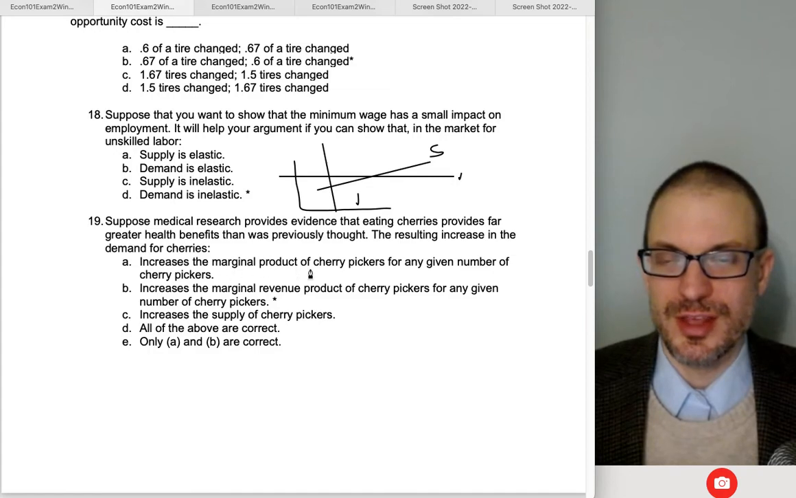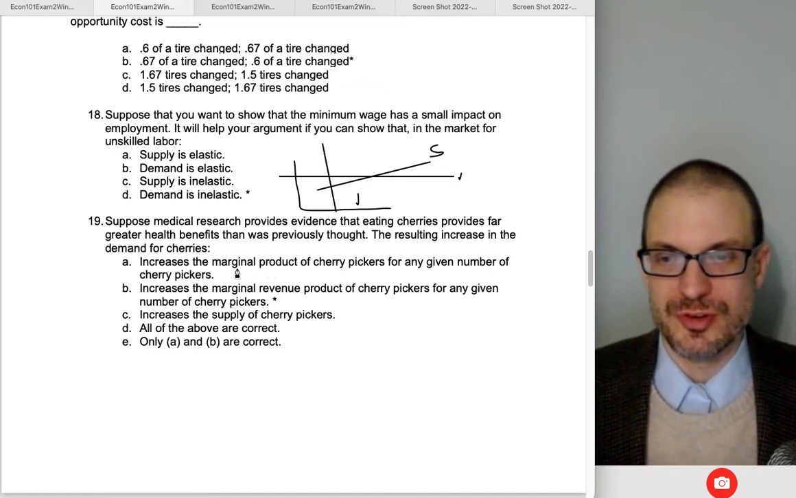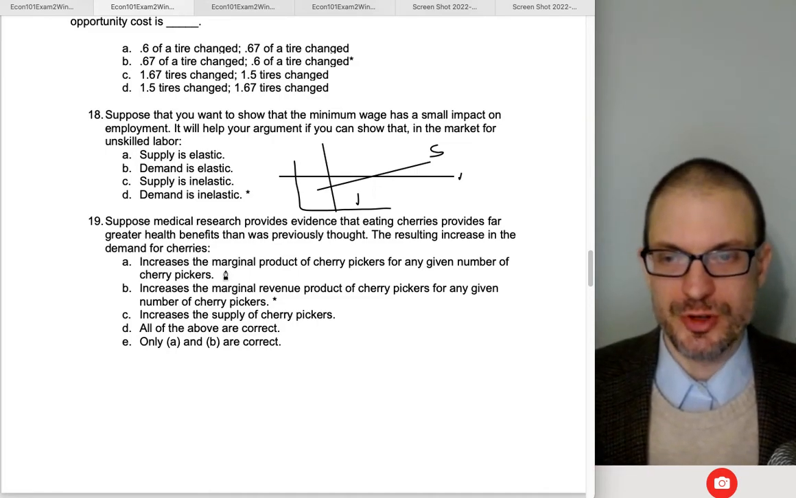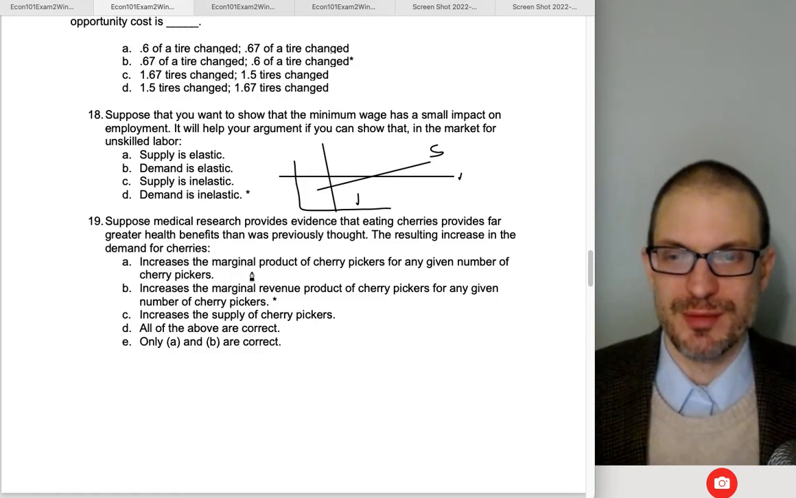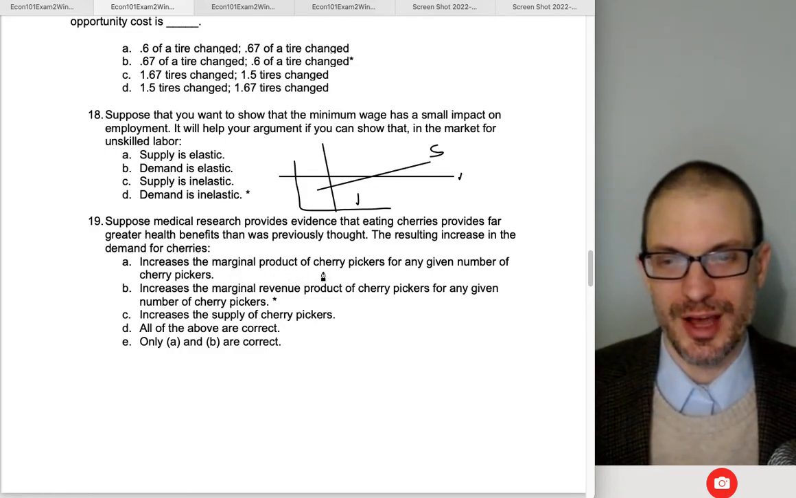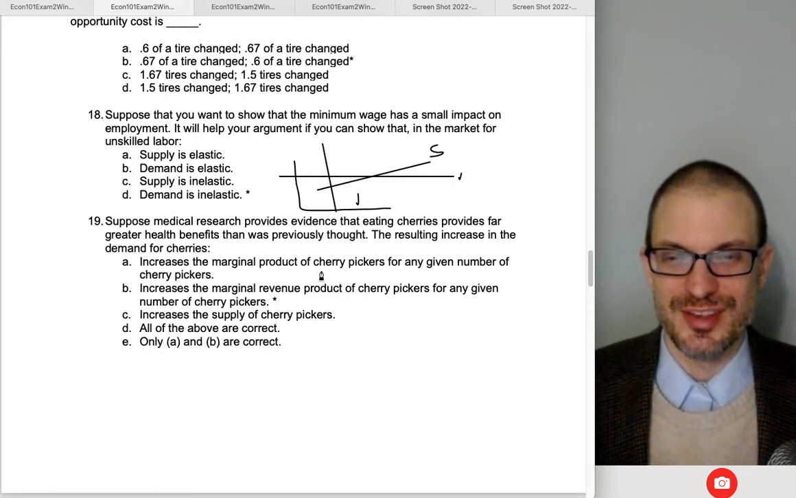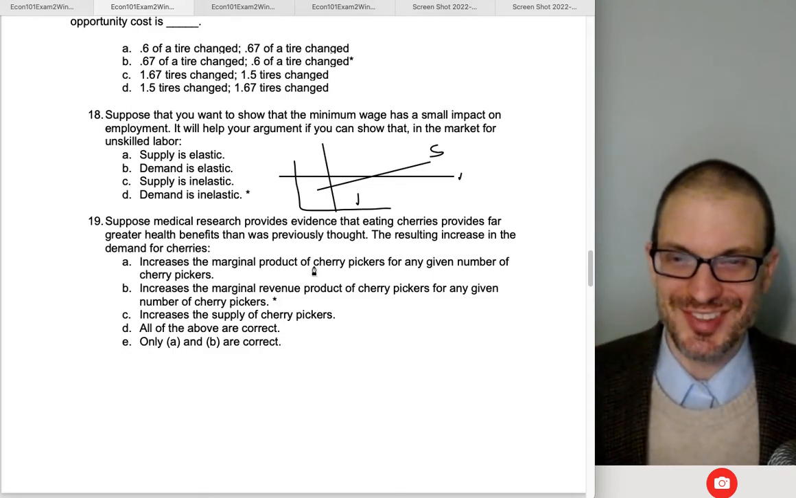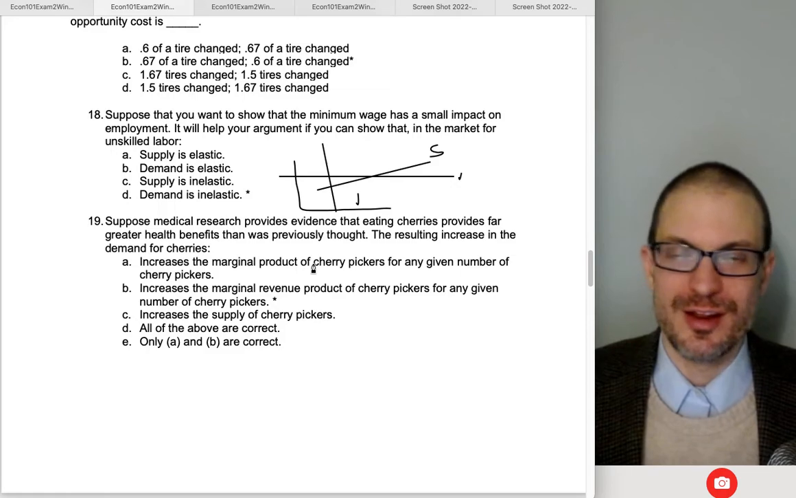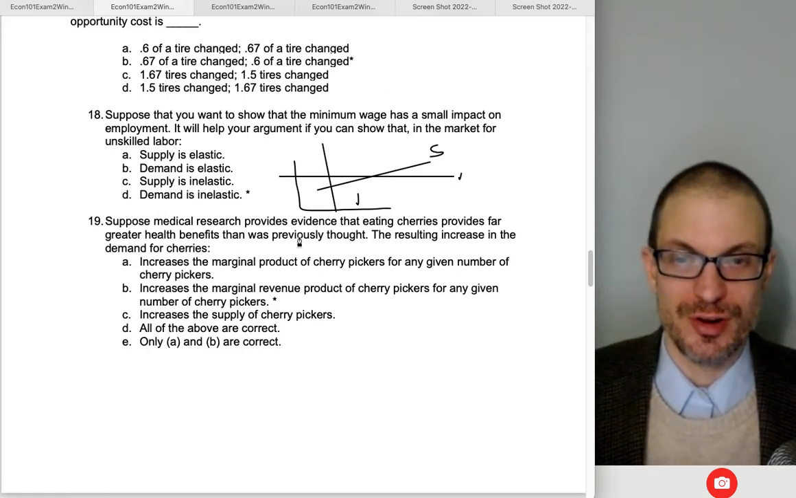No, the increase in demand is not going to be able to change the marginal product. Remember what marginal product is. Marginal product is how much additional output do we get from using one more unit of the input, right? So this would be like, how many additional cherries do we get from employing one more cherry picker, right? So you get one more of those cherry basket things. How many additional cherries are you able to get? That's marginal product. That doesn't have anything to do with demand for cherries, right?